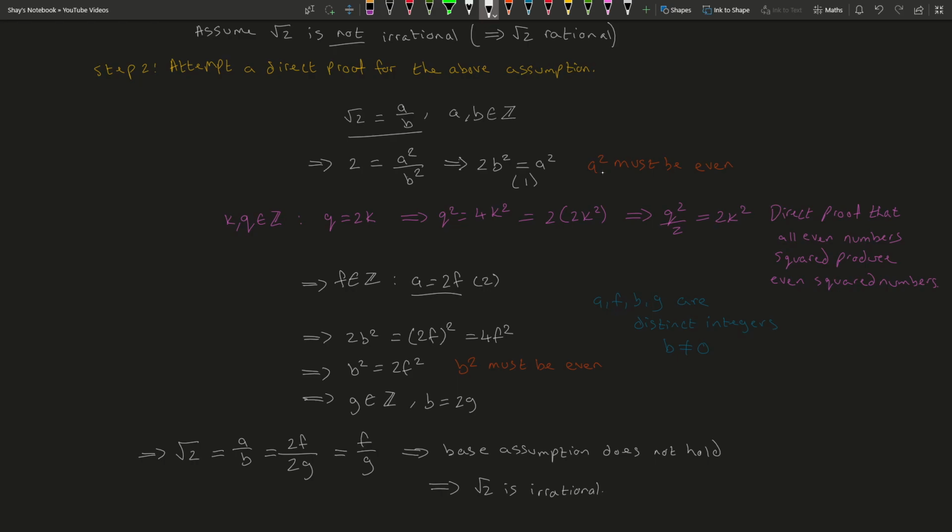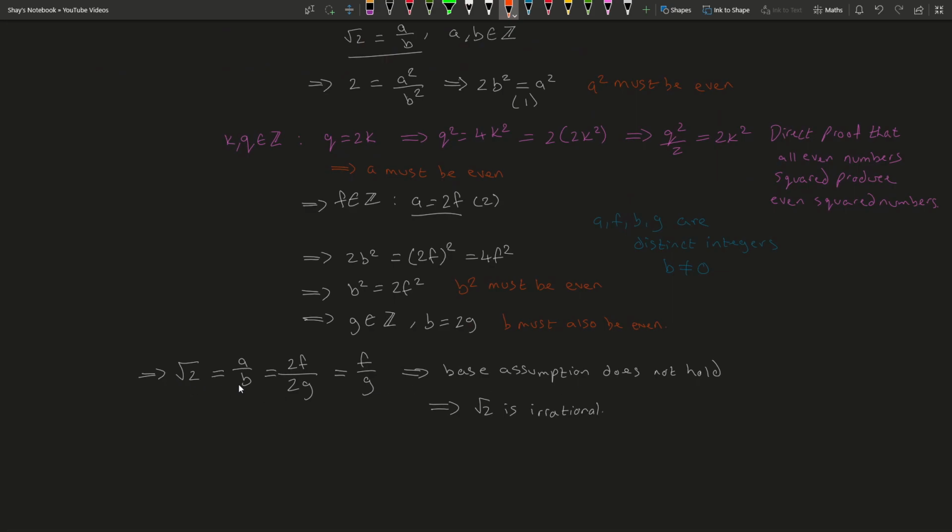So therefore a must be even. Let me write that. a must be even, which gives us this. This is the form of an even number, which I showed here. I then substituted equation 2, this a equals 2f, into my equation 1, 2b squared equals a squared. Expanded the brackets, gives me 4f squared equals 2b squared, divided both sides by 2, which gives me b squared equals 2f squared. Using the same logic as earlier, b squared must also be even. I'll add it here as well. b must also be even, just using the same logic, using this proof in pink, conclude that b must also be even.